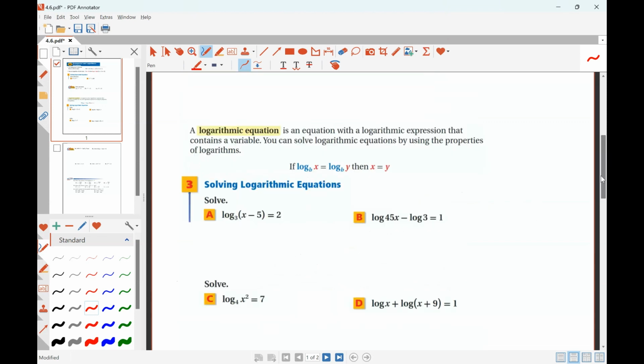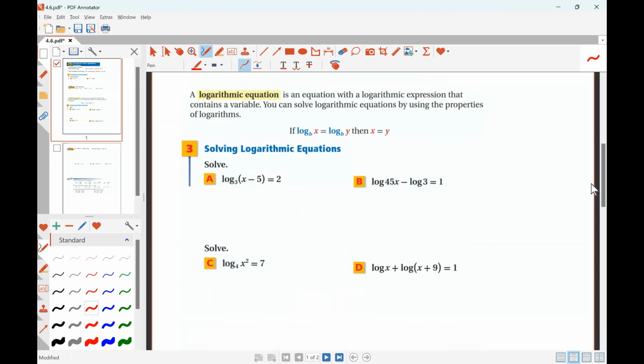Now let's take a look at how to solve logarithmic equations. There are equations that have a logarithmic expression on both sides of the equation or on only one side. If the bases are the same on both sides in the logarithms, then we can directly equalize the numbers written beside the logs to each other.